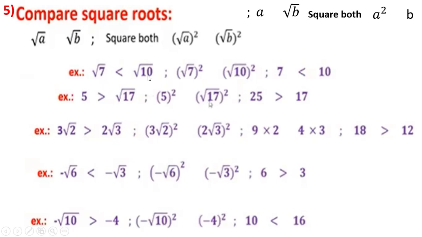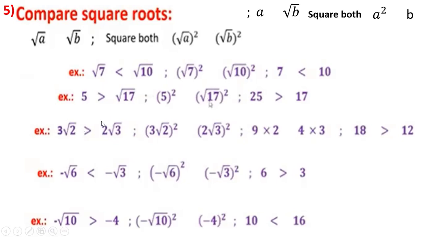As easy as this. 5 compared to radical 17. I'm comparing a number with a radical. Also, I square both. 5 squared is 25. Radical 17 squared, the squared cancels the radical, the answer is 17. 25 is greater than 17. So 5 is greater than radical 17.